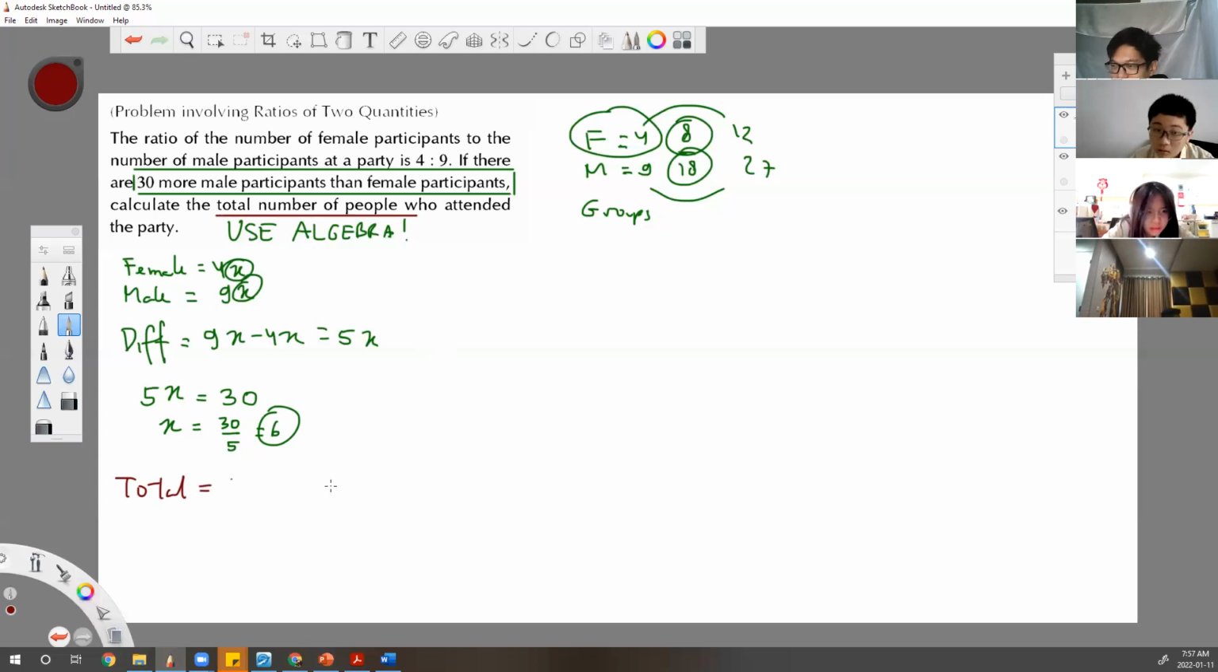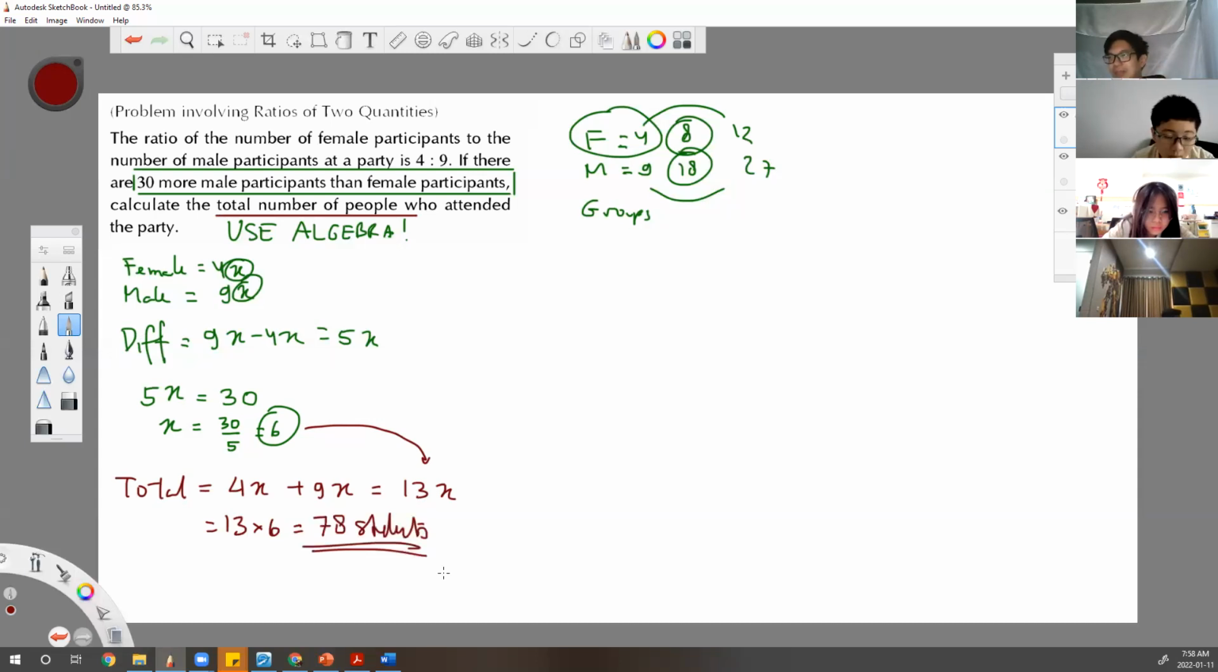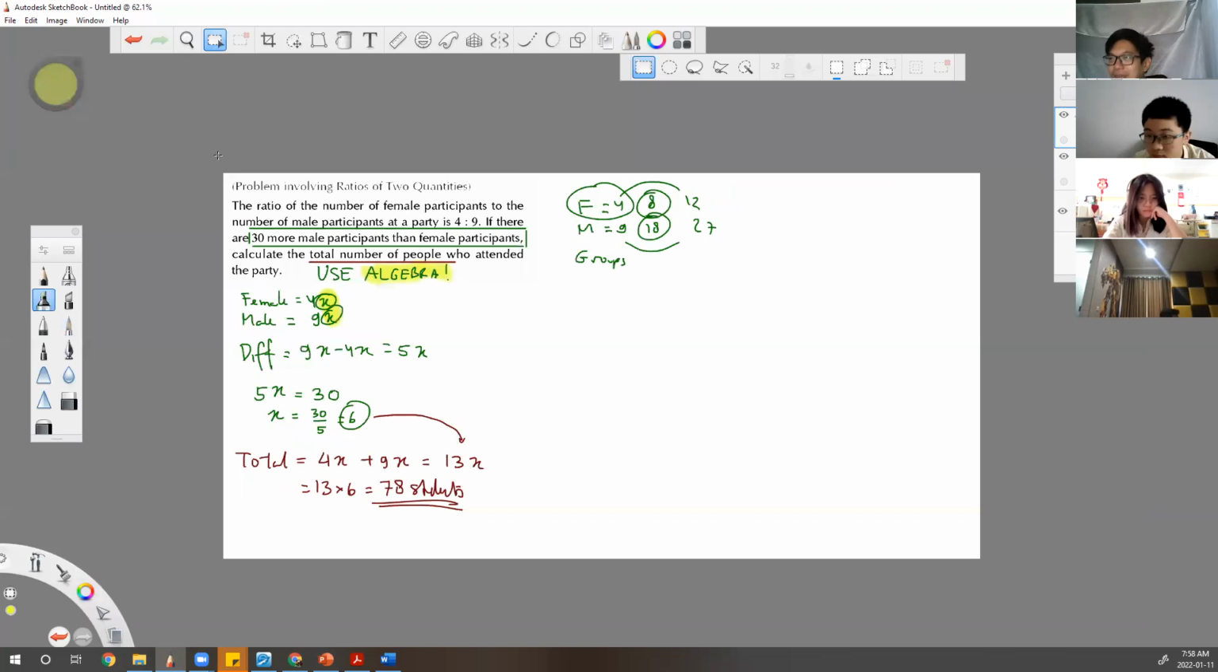4x plus 9x, right? 13x. And we have the value of x already. 13 times 6. This is the slow way; if you can do it fast, no problem. 78 students. Pay attention to this kind of question. 4 by 9 is 4x by 9x, always. This is the important part, I highlight it. This is the algebra, because the answer is not 4 people and 9 people. No, 4 groups of people, 9 groups of people. Okay.